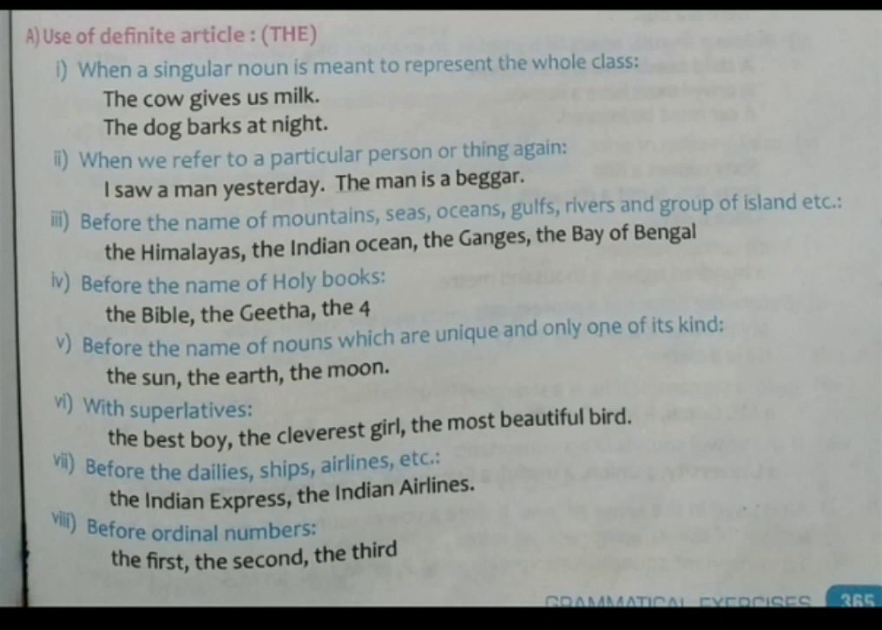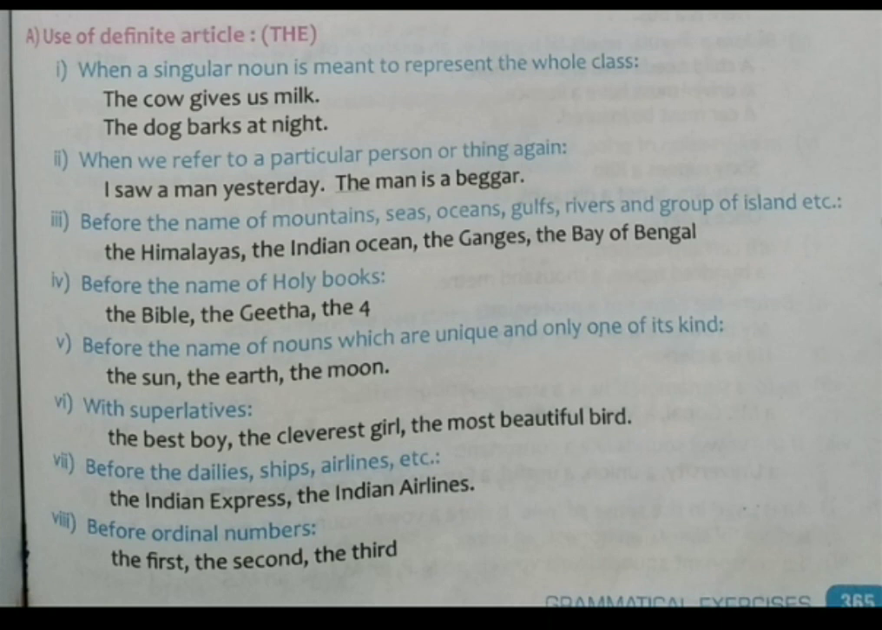Okay. When we refer to a particular person or a thing again, the first time, once we mention. Again, when we are mentioning that particular person, we use the definite article the. One example is given there, so you will understand well. I saw a man yesterday. I saw a man. A man means here what is used there? Indefinite article. A man. Okay, so when I am repeating about that man, how do I have to mention?